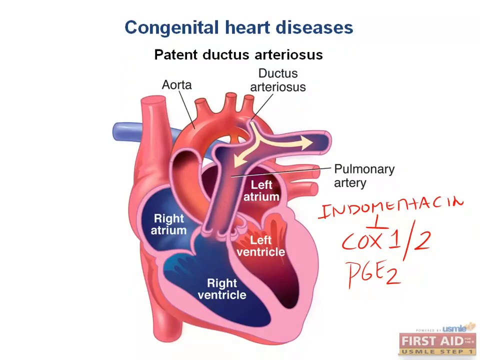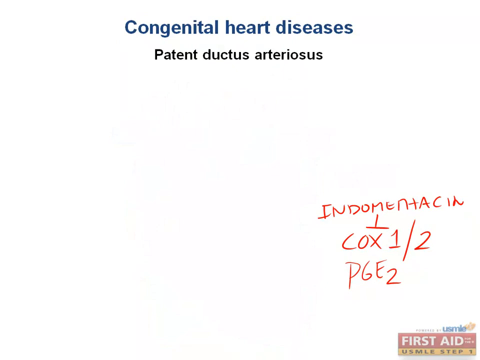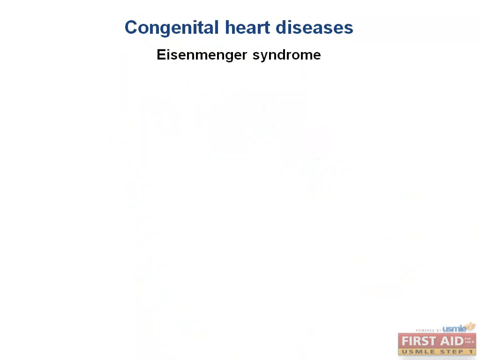So excellent job here. Let's continue to discuss some more shunts. And remember, it is very dangerous to have a shunt prolonged for a period of time because we can get reversal of the shunt, and that is what we're going to discuss in a little bit more detail where we go back and talk about Eisenmenger syndrome.